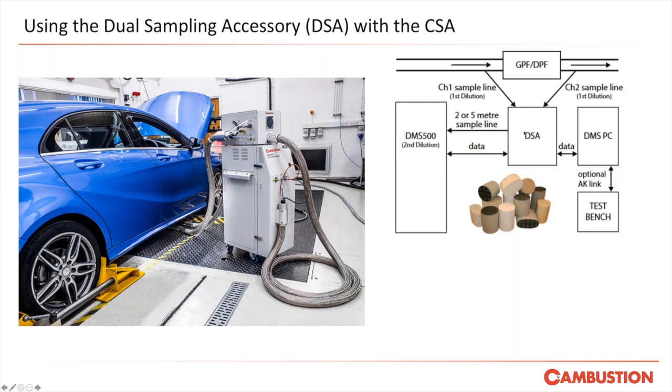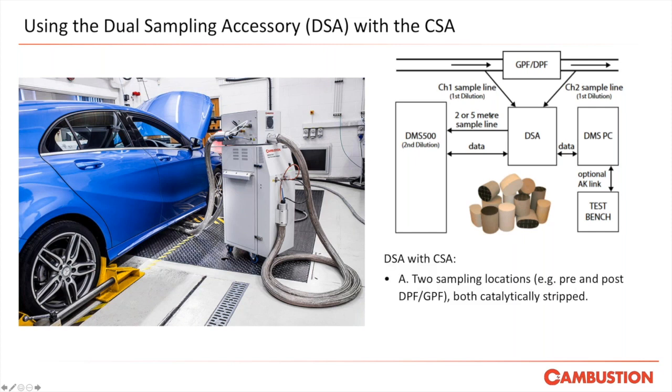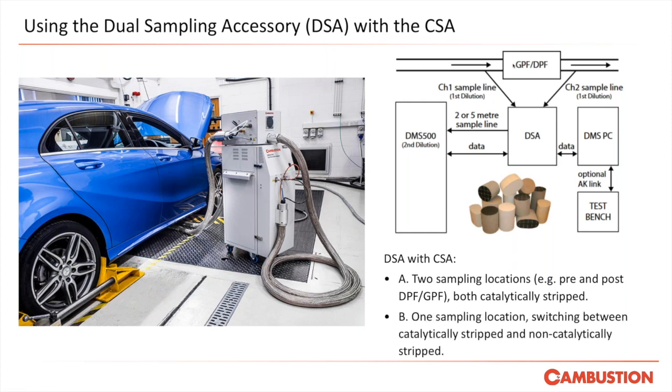You can use this with a CSA and you can stack your CSA up on top of the DSA, a kind of skyscraper arrangement. You can use it as you would now and just put the CSA in here and have two sampling locations up and downstream of a filter, or you can use the DSA to bypass the CSA to switch between stripped and unstripped, which could be useful for some research projects where you want to see the difference between the two situations.